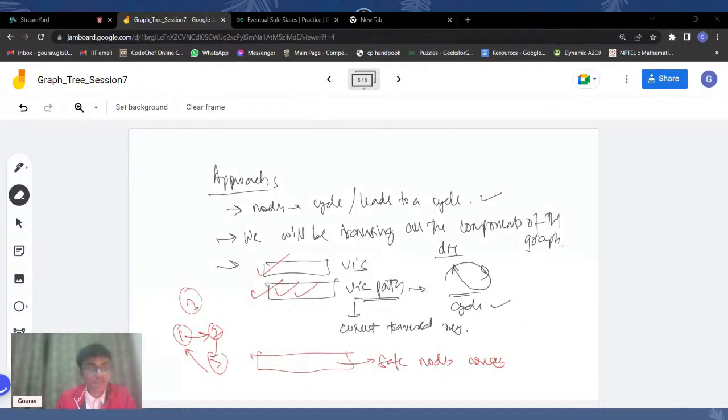And if the other node is visited, but it is not on the same path, it means that someone else came and made it visited, but it is not a part of a cycle. So in that case, there is nothing to do. And finally, when there are no nodes left to visit, we will mark the node as safe in the check array, unmark the current node in the path visited array, and return false.